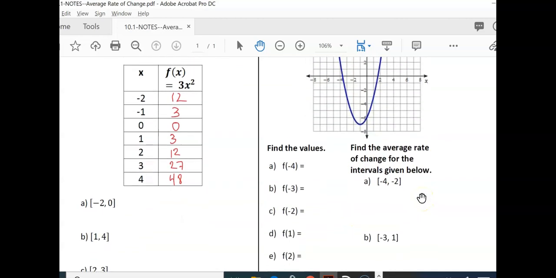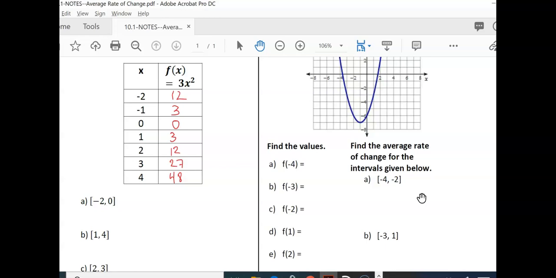Now we're going to take the interval from -2 to 0. And that's from those points, and we're looking at the endpoints. And so we take 0 minus 12, that's the y values, and 0 minus -2, and those are the x values. And we just simplify this.